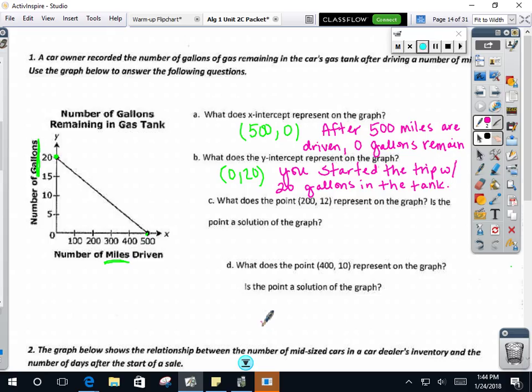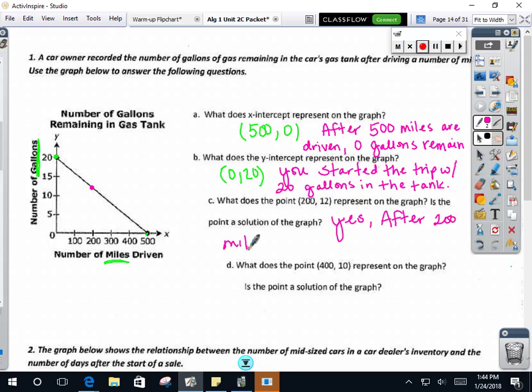Okay, and then C, what does the point 200, 12 represent on the graph, and is the point a solution on the graph? Well, if you go right 200, up 12, do you land on the line? Yes, it would be about there. So it is a solution because it's on the line. But what does it mean? Correct. After 200 miles are driven, 12 gallons remain.